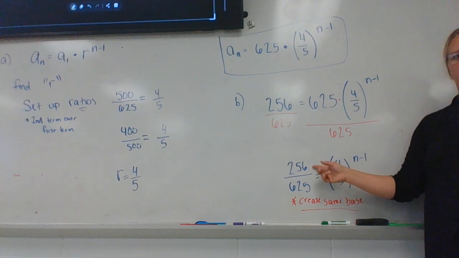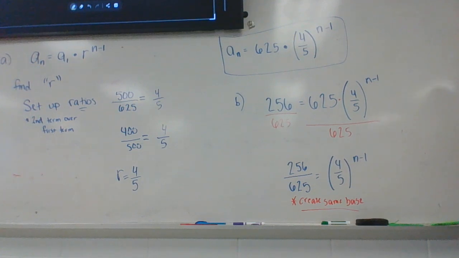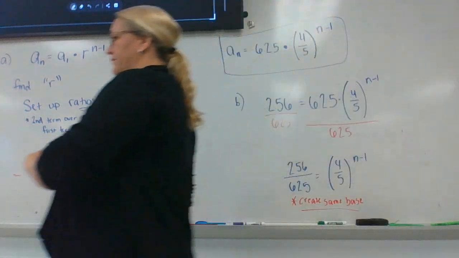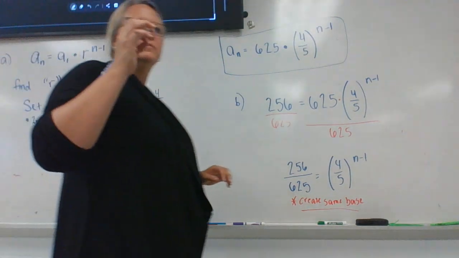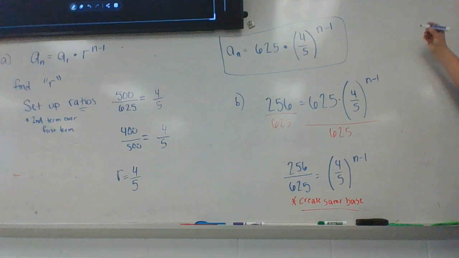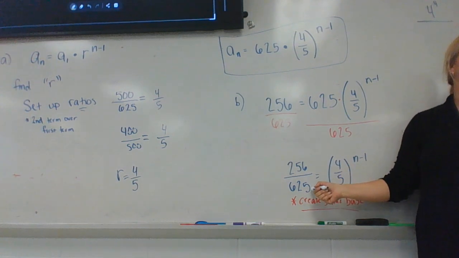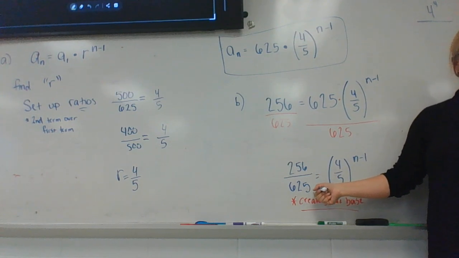256 is a power of 4. It's 4 to what power? Try it with my calculator. It's a good little review. 4 to the 5th. It's 4 to the 4th. So I'm going to rewrite 256 as 4 to the 4th. 625 is also a power of something. It's a power of 5. 5 to what power? 625.